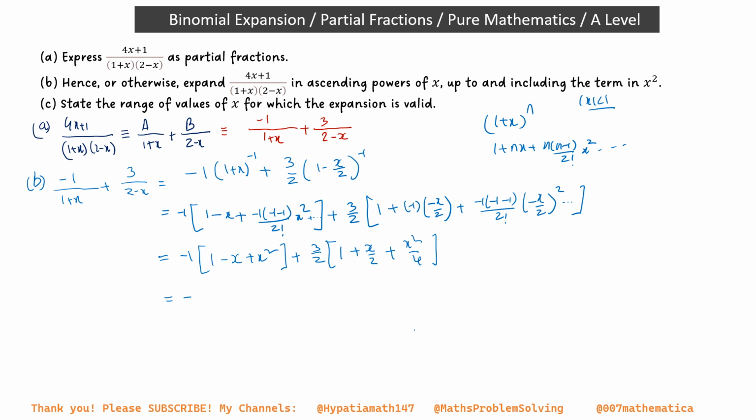So that equals minus 1 plus x minus x square plus 3 out of 2 plus 3 out of 4 x plus 3 out of 8 x square, and that equals 3 out of 2 minus 1, 3 minus 2, so we get half, and then 7 out of 4 x, and then it is x squared, so minus 8 plus 3, so minus 5 out of 8 x squared, and that is the answer.